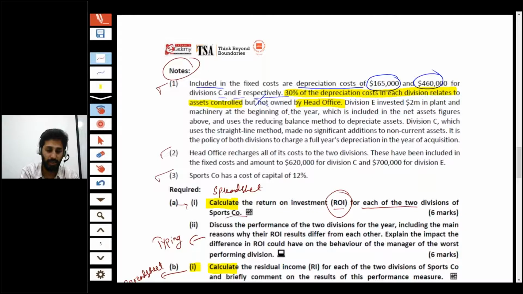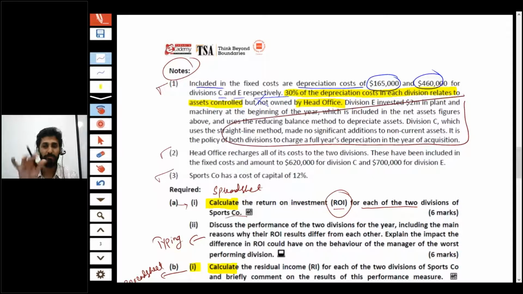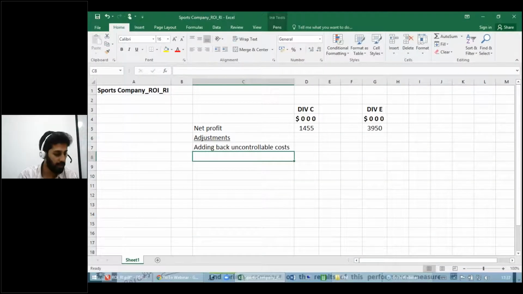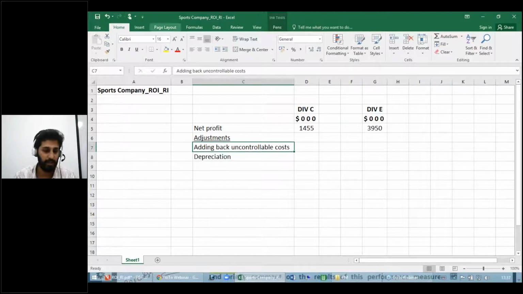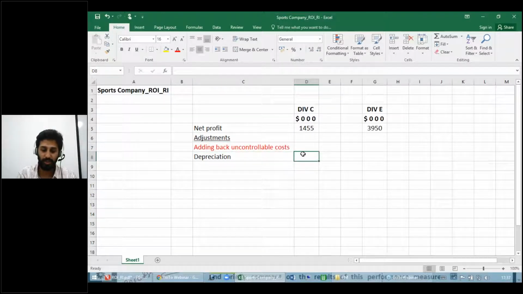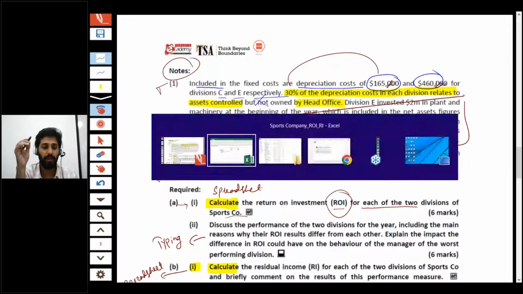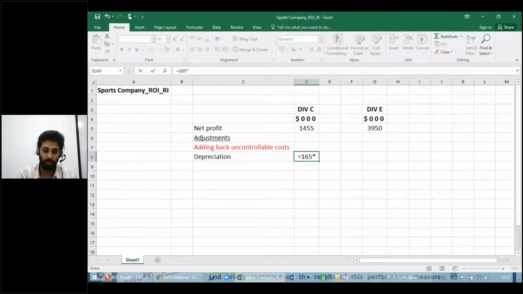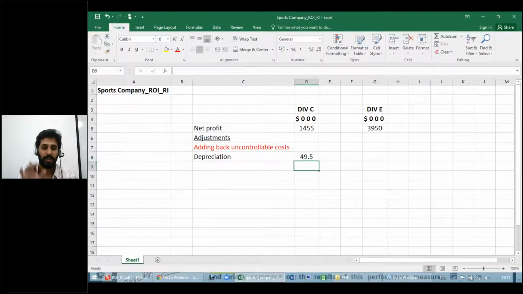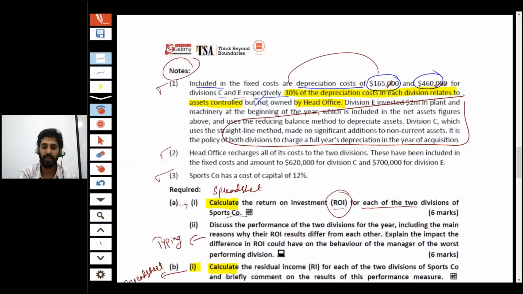One is the depreciation, and I am holding this information for the next discussion. It is 165 and 460, and I'm writing here depreciation. And what is the depreciation equal to? This is 165,000 multiplied by 30%, ignoring three zeros. So I will only be writing 165 into 0.3. The answer is 49.5. It will be added back, and the divisional profit will be much healthier. So 49.5, and the next one is the 460.